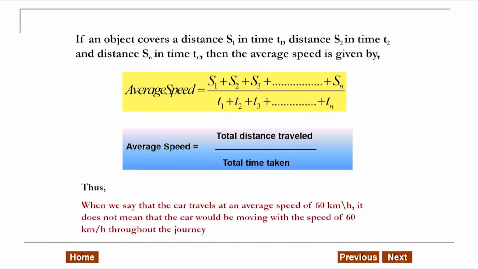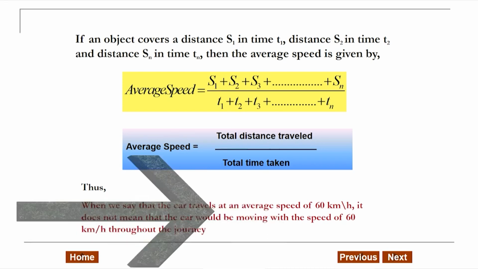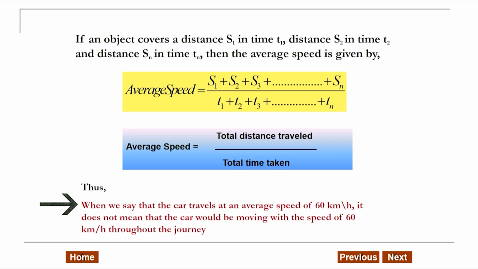Now next. If an object covers a distance s1 in time t1, distance s2 in time t2, and distance sn in time tn, then the average speed is given by this formula. So again, the main idea is given in a rectangle and it is given in bold letters, different font color, font type. So thus when we say that the car travels at an average speed of 60 km per hour, it doesn't mean that the car would be moving with the speed of 60 km per hour throughout the journey.